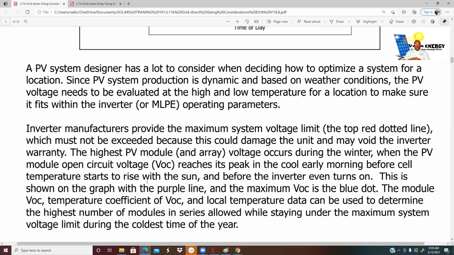This is shown on the graph with the purple line, and the maximum VOC is the blue dot. The module VOC temperature coefficients and local temperature data can be used to determine the highest number of modules in series allowed when staying under the maximum system voltage limit during the coldest temperature of the year. This is a very important aspect of PV system design.